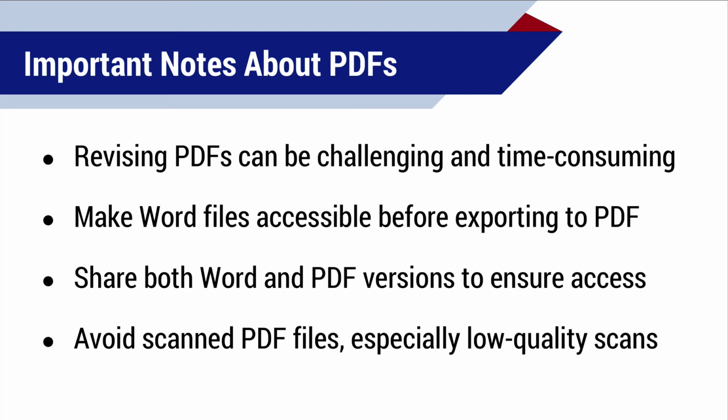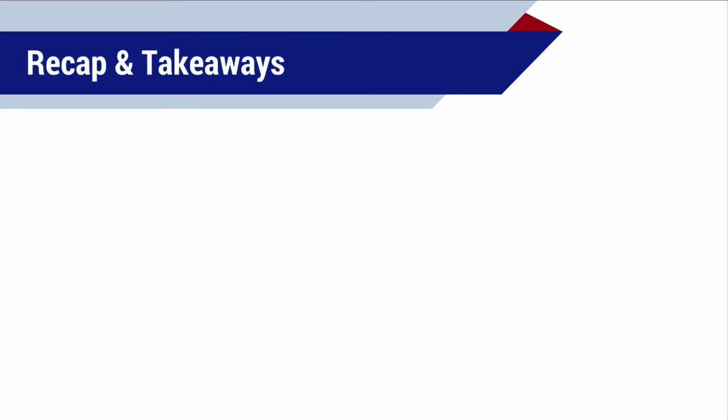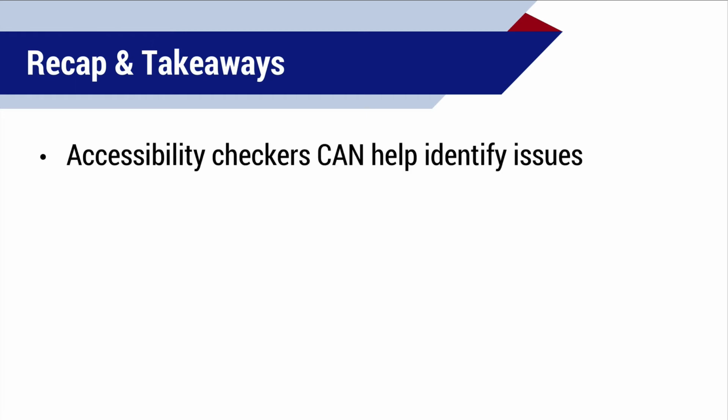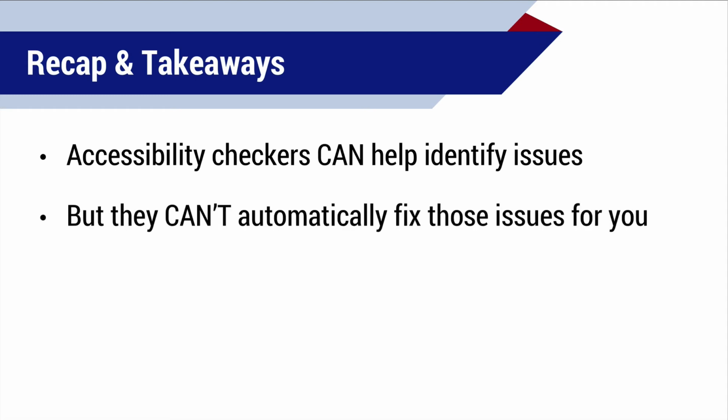Speaking of cans and can'ts, let's close out by recapping what accessibility checkers can and can't do to help us create more effective materials. First, accessibility checkers are great tools for helping you identify issues that would make it difficult for people with disabilities to understand your content. However, accessibility checkers just identify issues. They can't automatically fix them for you. So, you'll need to put in the time and effort to resolve the issues that an accessibility checker finds.